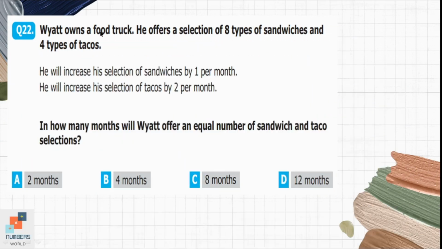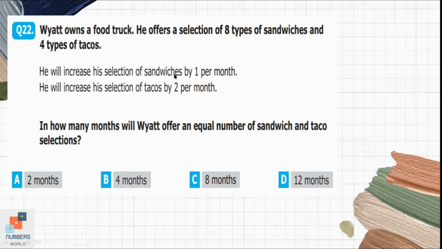Question number 22. What on the food truck? He offers a selection of 8 types of sandwiches and 4 types of tacos. He will increase his selection of sandwiches by 1 per month. He will increase his selection of tacos by 2 per month. In how many months will VAT offer an equal number of sandwich and taco selections?